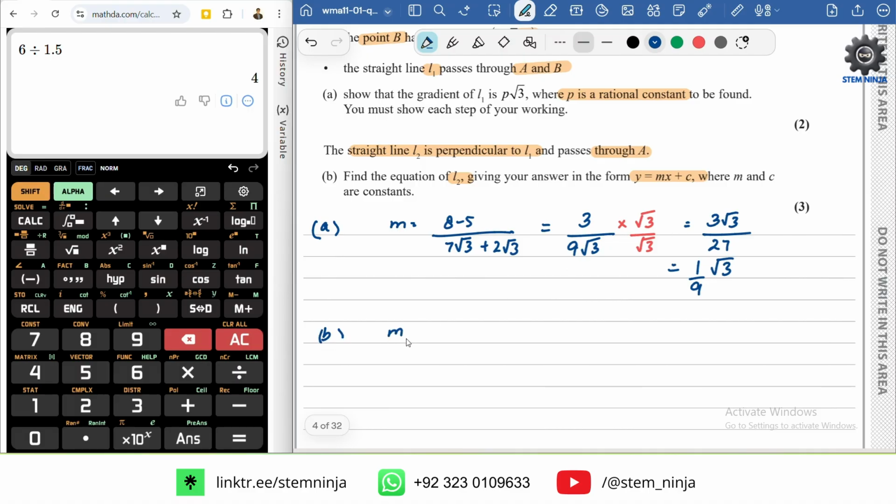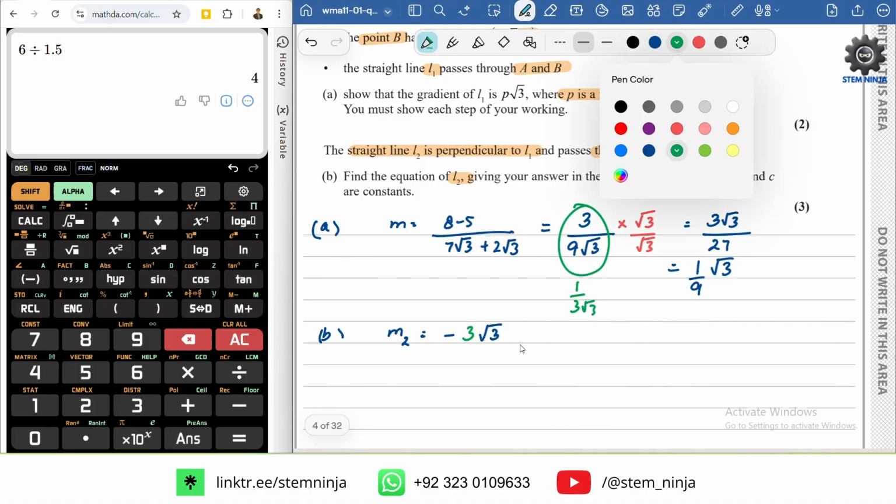So the gradient of the line perpendicular to L1 would be the negative reciprocal of this, so minus 3 root 3 basically. Because originally this was 1 over 3 root 3. So this becomes minus 3 root 3, right?